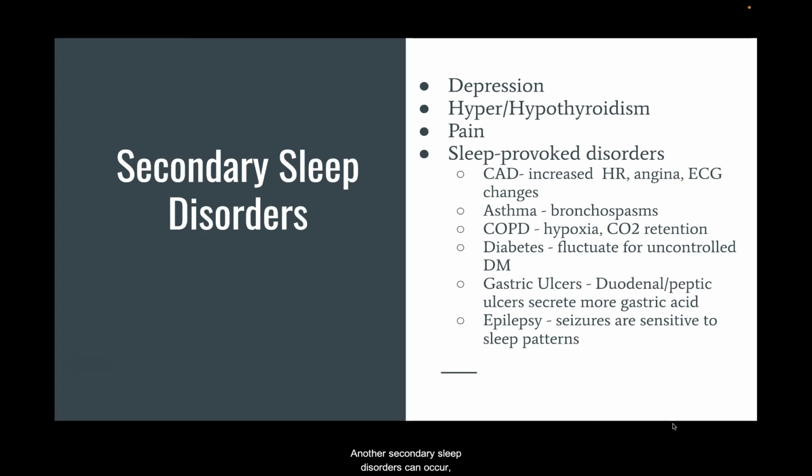Other secondary sleep disorders can occur because of depression, hyper or hypothyroidism, pain, sleep-provoked disorders, right? Coronary artery disease, they have increased heart rate, angina, ECG changes, asthma, and bronchospasm. So these are disorders that can cause sleep disorders. For example, coronary artery disease, asthma, COPD, diabetes, gastric ulcers, epilepsy. All of these can cause secondary sleep disorders.